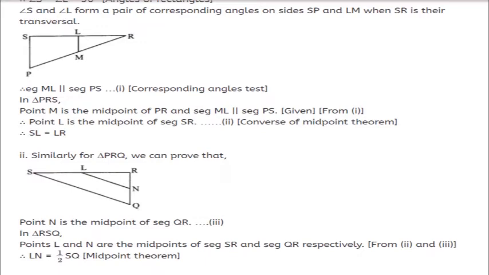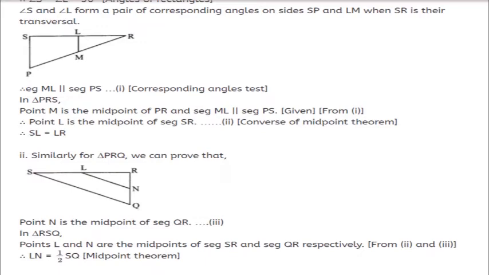So you can apply the corresponding angles test and write ML is parallel to segment PS. Segment ML is parallel to segment PS. Segment spelling is wrong here. Correct is SEG. Seg ML is parallel to seg PS because of corresponding angles test.